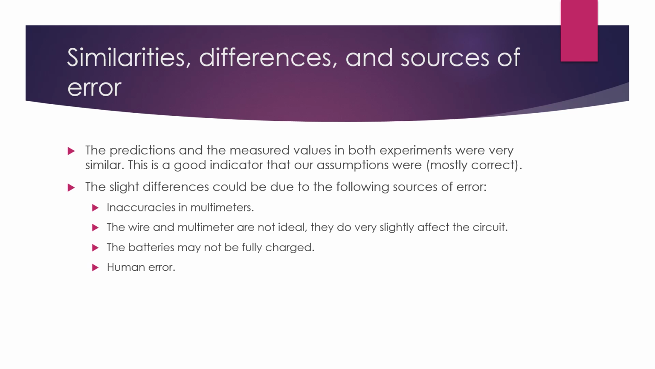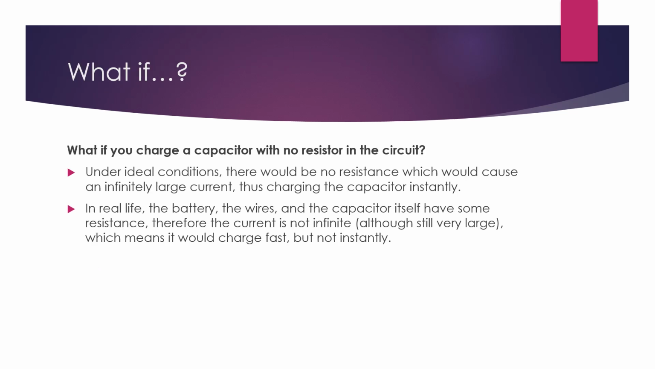The slight differences could be due to the following sources of error. Inaccuracies in multimeters. The wire and the multimeter are not ideal. They do very slightly affect the circuit. The batteries may not be fully charged. There could also be some human error.